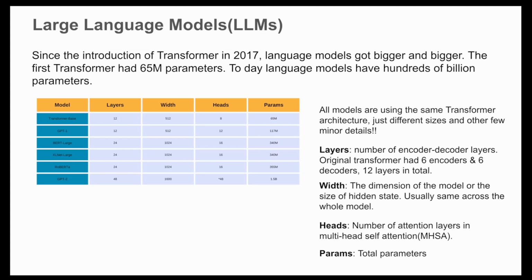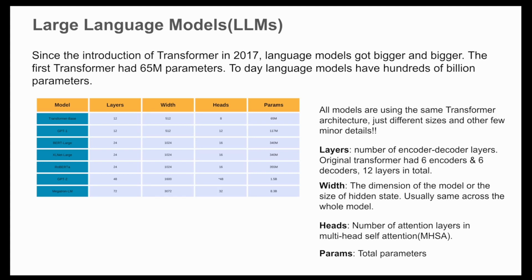And GPT-2, which is a direct scale up of GPT-1, had many more layers. GPT-2 had 48 layers, 1,600 width or dimension of the model, and the number of heads is 48 in GPT-2. GPT-2 was one of the really large language models. GPT-2 had 1.5 billion parameters. As you can see, it was 10 times higher than all previous models.